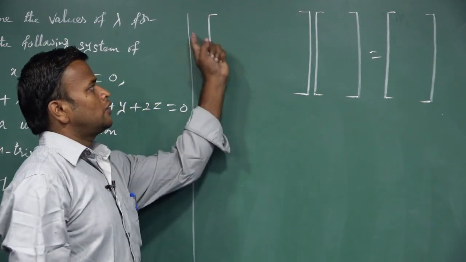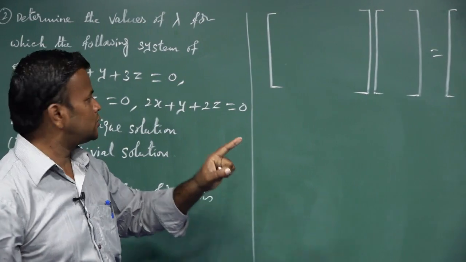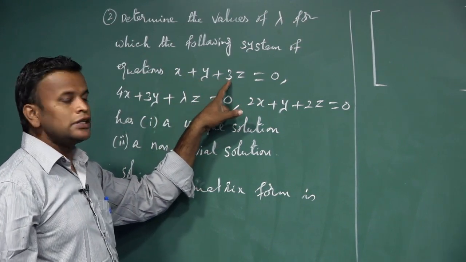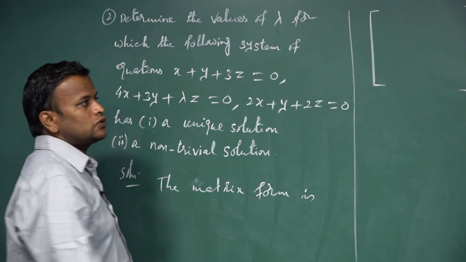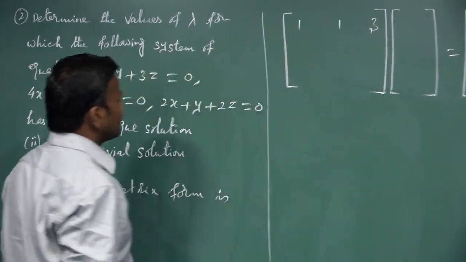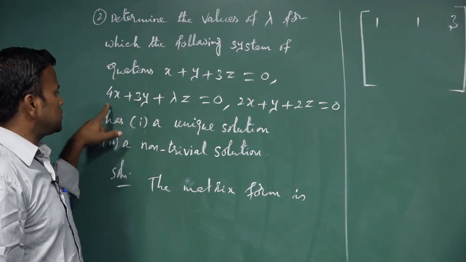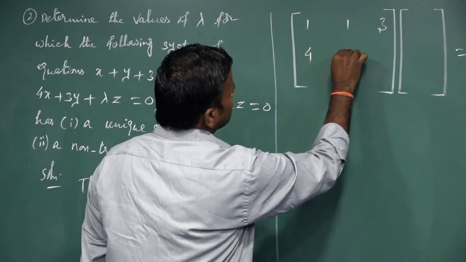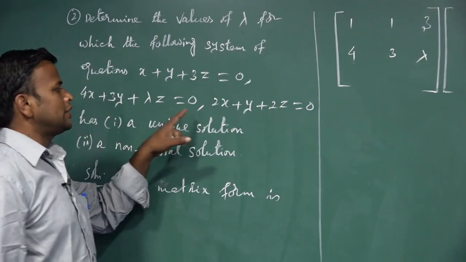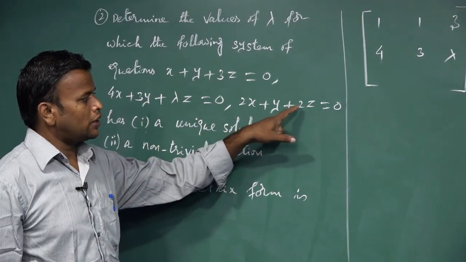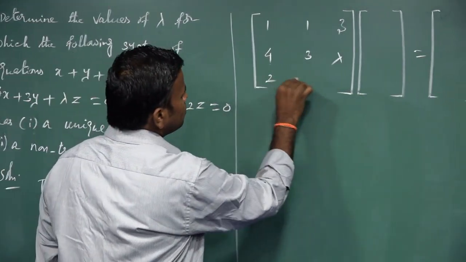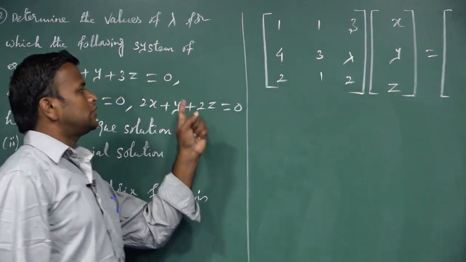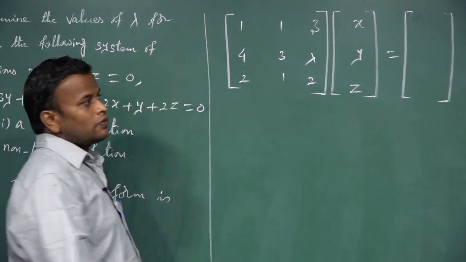Now we enter the values. The first row is the coefficients of x, y, z in the first equation: x is 1, y is 1, and z is 3. So 1, 1, 3 lies in the first row. In the second equation, the coefficient of x is 4, y is 3, and z is lambda: 4, 3, lambda. In the third equation, the coefficient of x is 2, y is 1, and z is 2: 2, 1, 2. The variables are x, y, z. You see all the right-hand sides are 0, 0, 0.